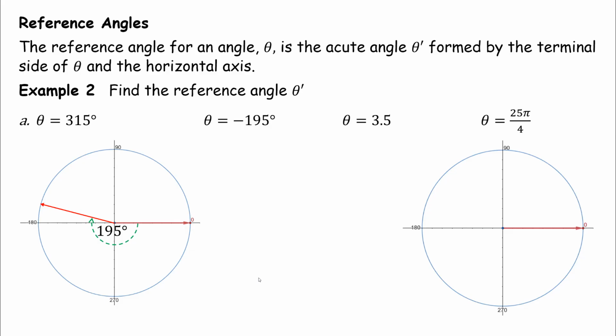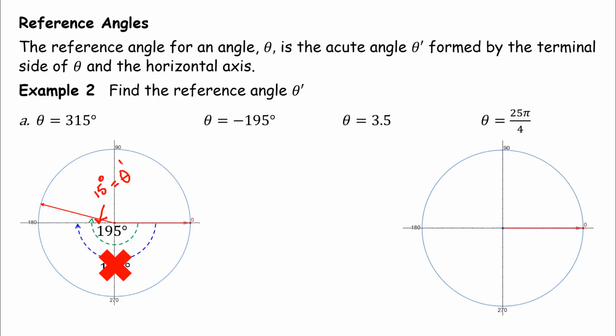Your angle is 195, and your terminal side is there in the second quadrant. Getting to 180 is this. How much more? That's going to be 15, which is just 195 minus 180, because you don't want the 180 part of it. You just want the little part.